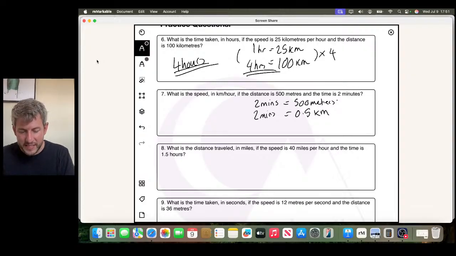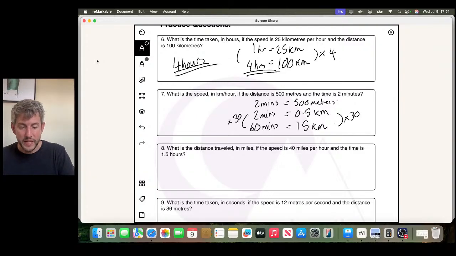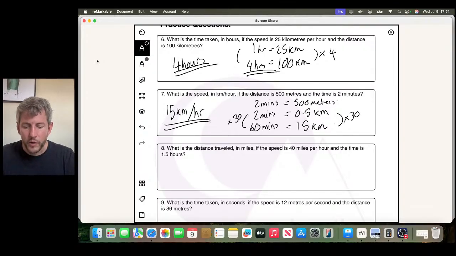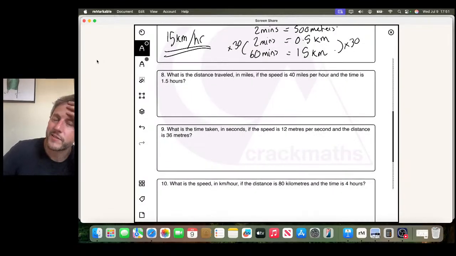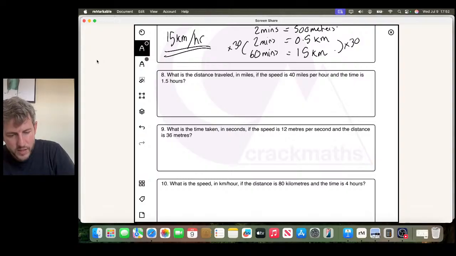Then we know that there's 60 minutes in an hour, so we want to get up to 60 mins. So we're going to times that by 30, because 2 times 30 gives us 60. So we need to times this by 30 as well. 0.5 times 30, well, times something by 0.5 gives you half of it. So this is going to be 15 kilometers. So this speed would be 15 kilometers per hour. There we go. Right, question 8. What is the distance travelled in miles if the speed is 40 miles per hour and the time is 1.5 hours? Okay, so 1.5 hours.